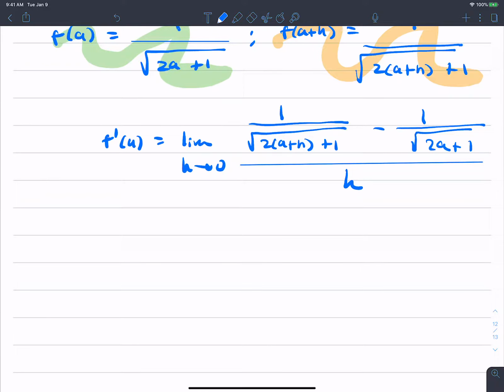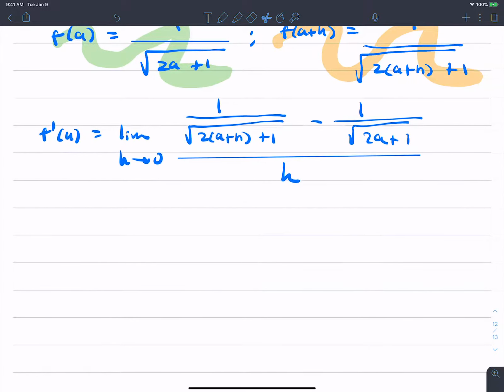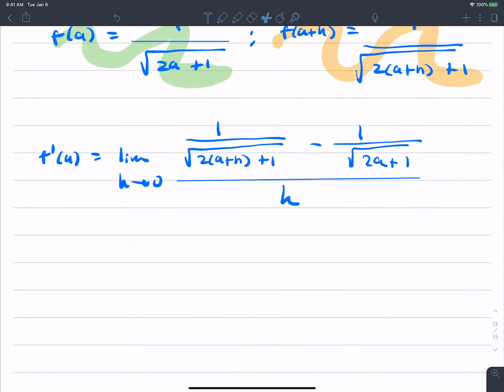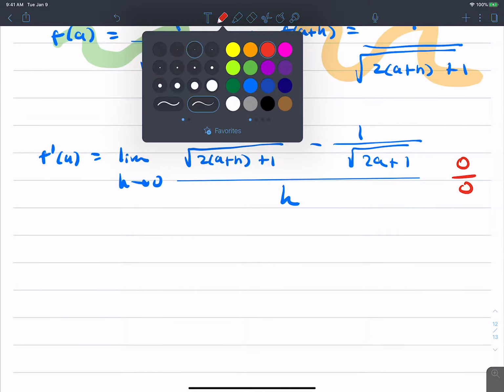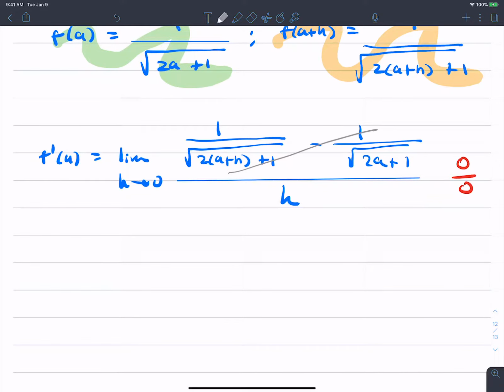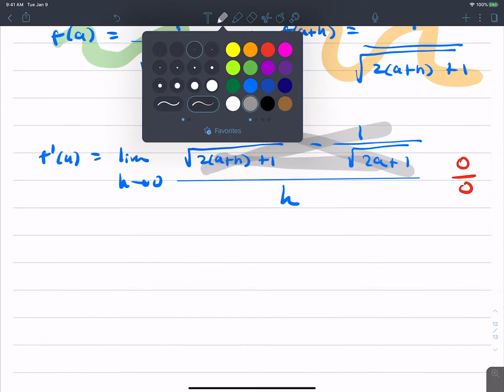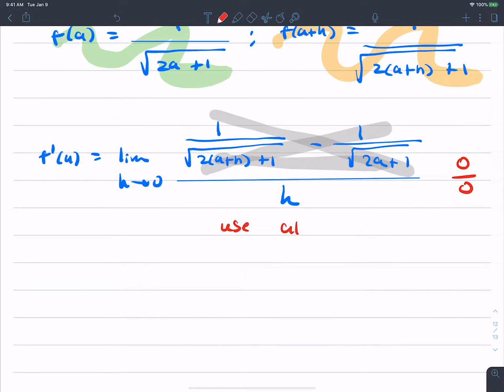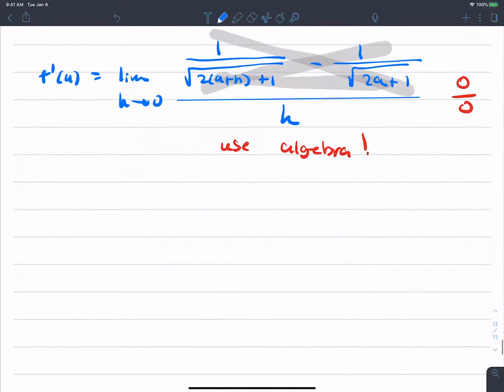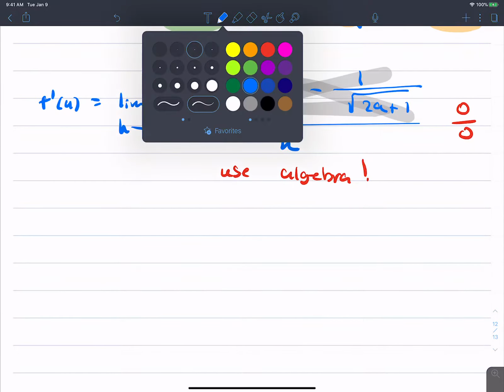What do you do with that difference? Right? If you plugged in h at this point, you get 0 over 0. So we're going to have to do some cross multiplication here, right? And let's get the right color. Oh, geez. Here we go. Okay, we're going to do the algebra. So I'm going to say use algebra. And let's see what we get. We're doing algebra in purple.